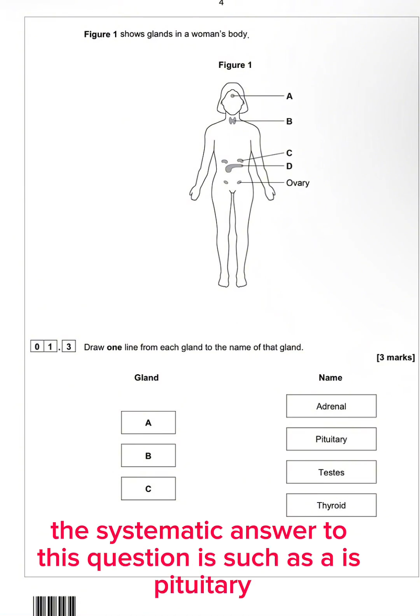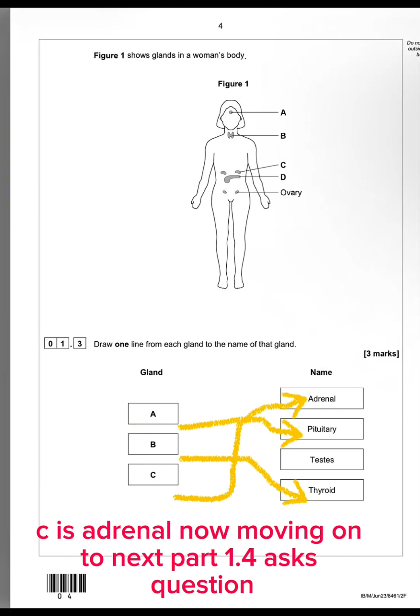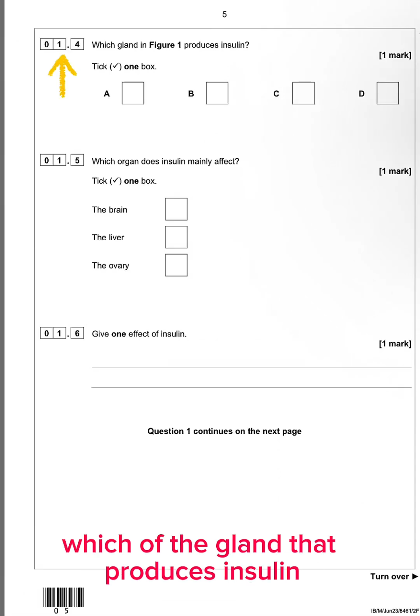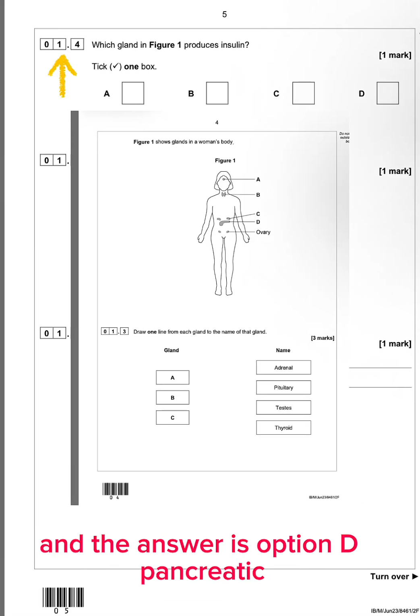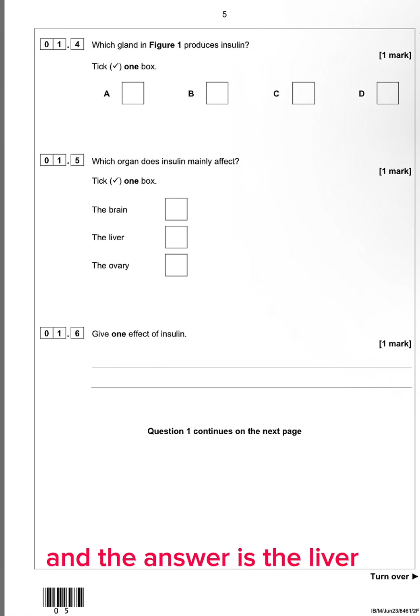Now the third part of question 1, which is 1.3, requires you to carry out gland identification, and the answer to this question is: A is the pituitary, the master gland, B is the thyroid, C is the adrenal. Now moving on to the next part, 1.4, which asks which gland produces insulin, and the answer is option D, the pancreas. Part 1.5 asks which organ insulin mainly affects, and the answer is the liver.